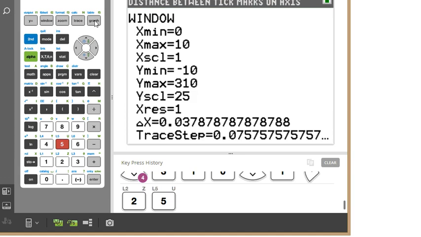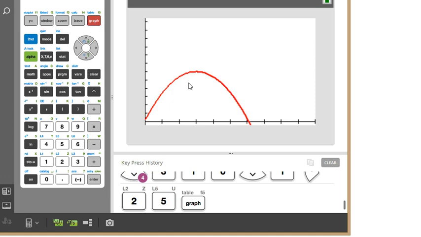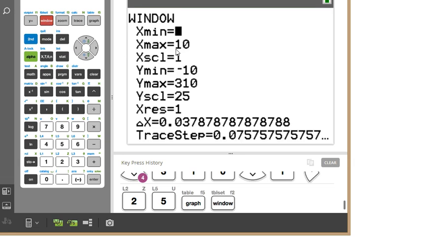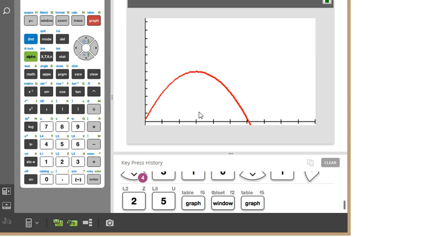Then we press graph, and this is what we get. So we're not up near 300 feet, so I'm thinking 151 feet. And then our time, we have our x values in our window are 1 apart, so 1 second. So I'm thinking at 3 seconds, we reach our maximum height of 151 feet. That's what it looks like to me.